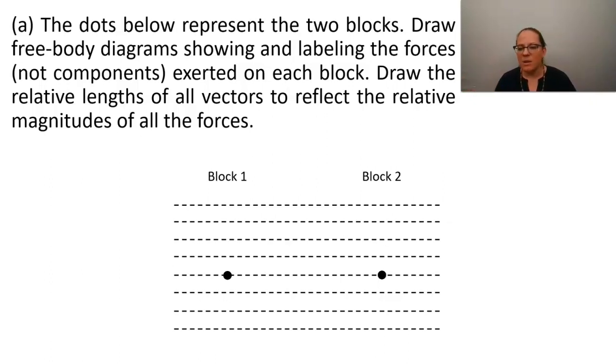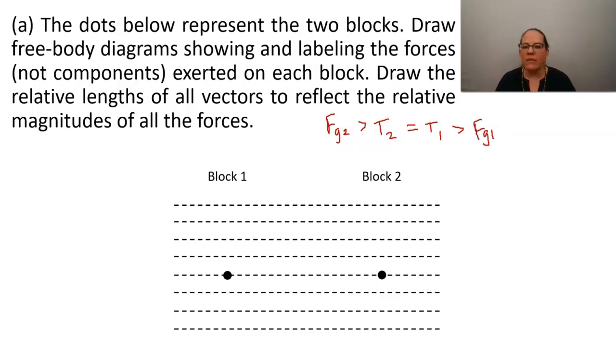So in fact, let me grab a color here and write that. So we're going to need to show that weight 2 is greater than the tension on block 2, which will be equal to the tension on block 1, which will be greater than the weight of block 1.